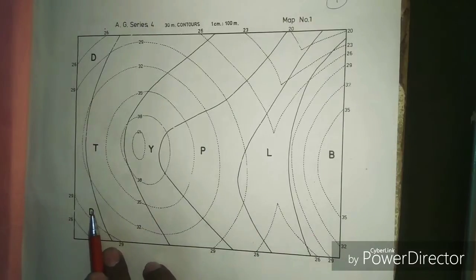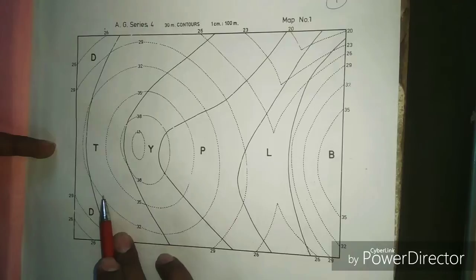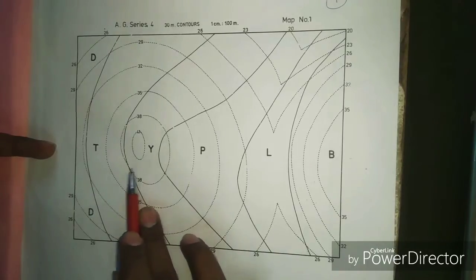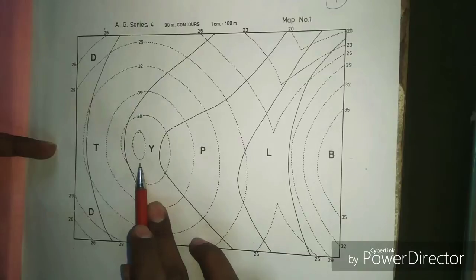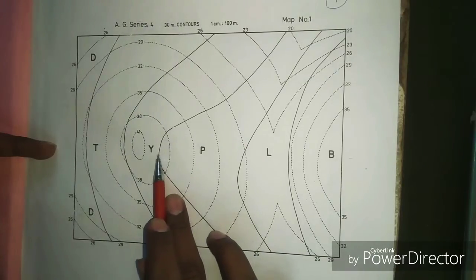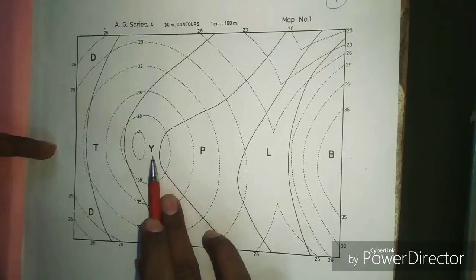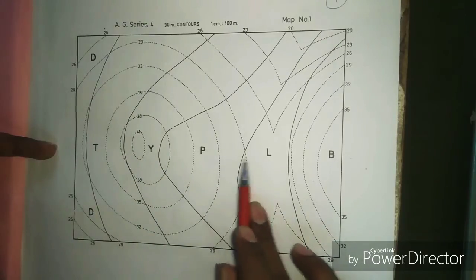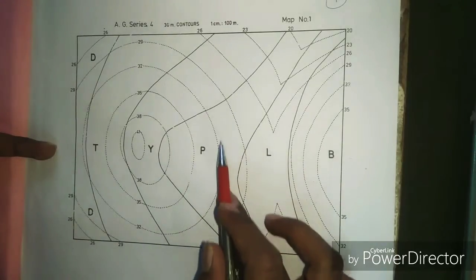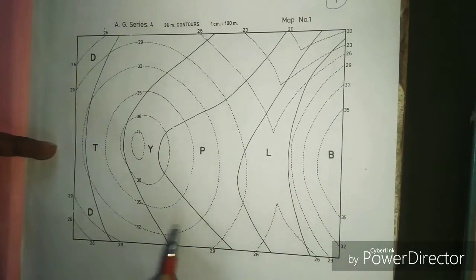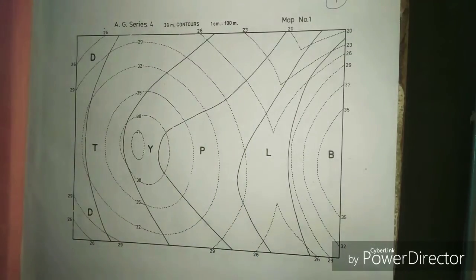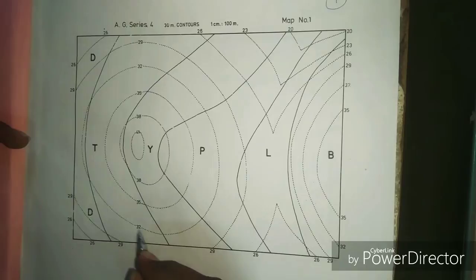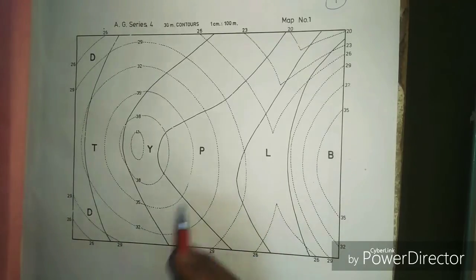It is demarcated as junction DT, which has the boundary of D as well as T beds. And this is junction TY because this has the boundary of T and the boundary of Y. This is junction YP because this has the boundary of bed Y and bed P, and so on, PL, LB. Okay, these dotted lines have some values, and they are contour lines.